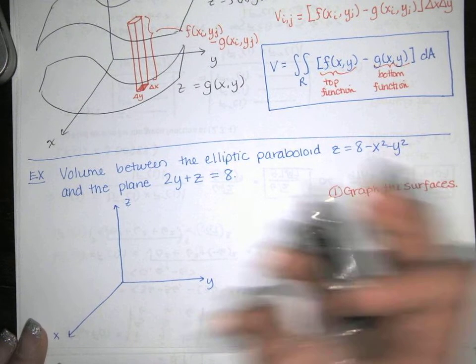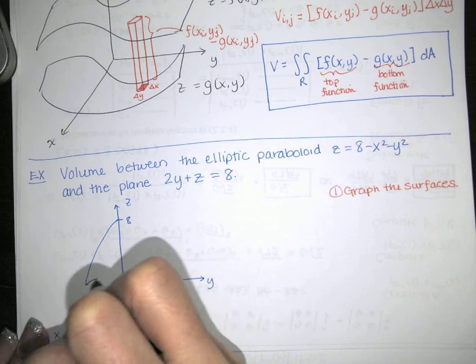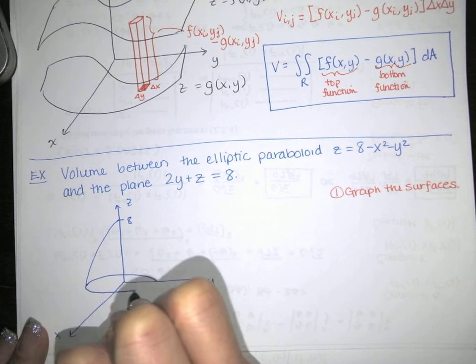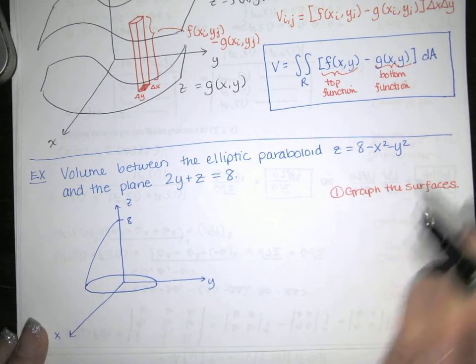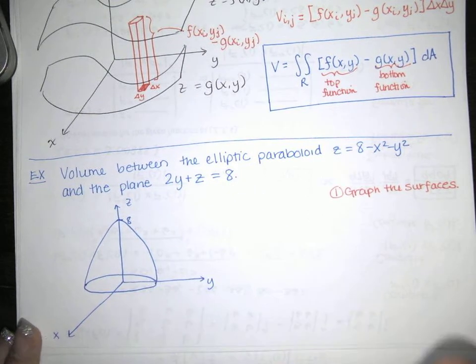When x and y are both 0, z equals 8. And so we've got an elliptic paraboloid facing down. Now this goes on forever. The range of that is -∞ to 8. So we're good there.